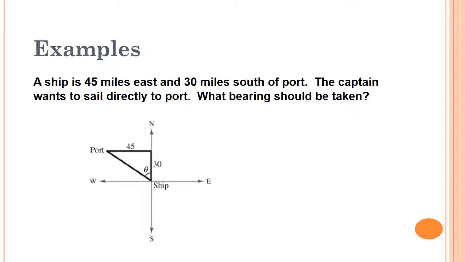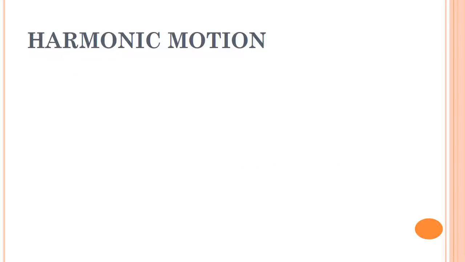Now, once we've put that in there, what we're looking for is theta. Well, inverse tangent should do it. So the tangent of theta is 45/30, which gives us an angle of 56.3 degrees. The bearing will be north, 56.31 degrees west.